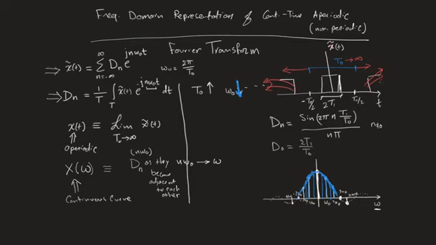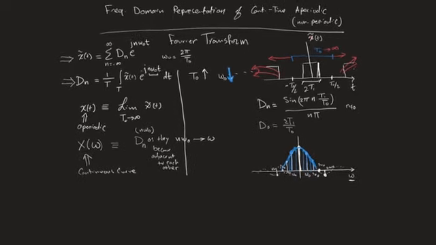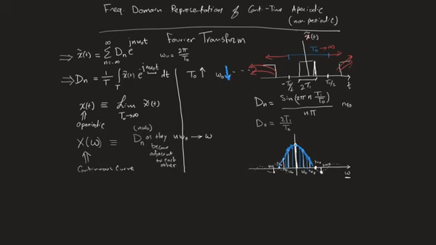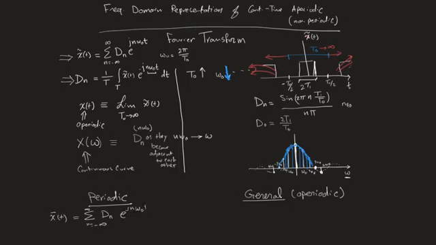Let me zoom a little bit here. Here is the general case, and I will explain why I call it general, not just aperiodic. And here is the periodic. For the periodic, I have x tilde of t, or x of t, which is periodic, equal to the summation from n equals minus infinity to infinity of d n e to the j n omega naught t.